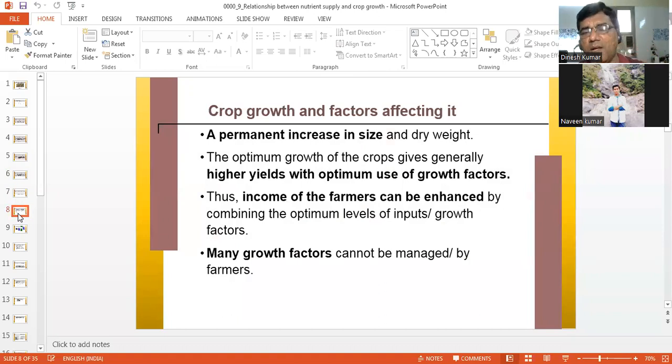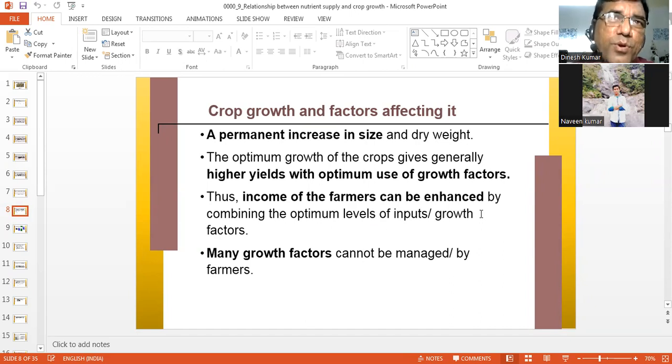Now we come to the growth. What is growth? I have already explained this in another course. What do we mean by growth? A permanent increase in size with dry weight is your growth. The optimum growth of the crop generally gives higher yields with optimum use of growth factors. Income of the farmers can be enhanced by combining the optimum level of inputs and growth factors.